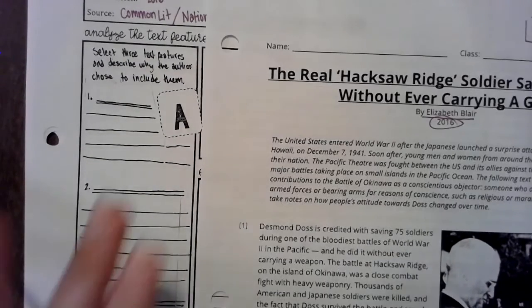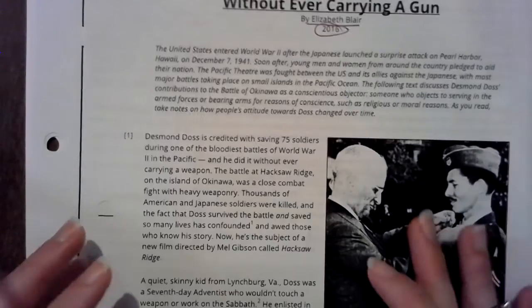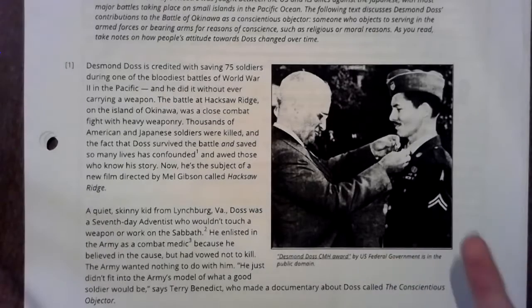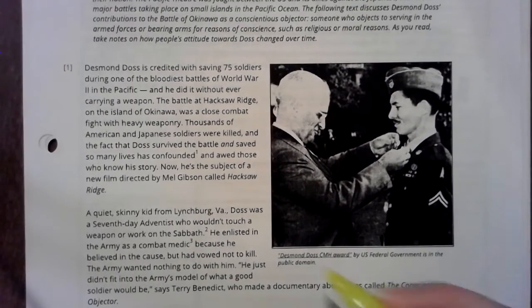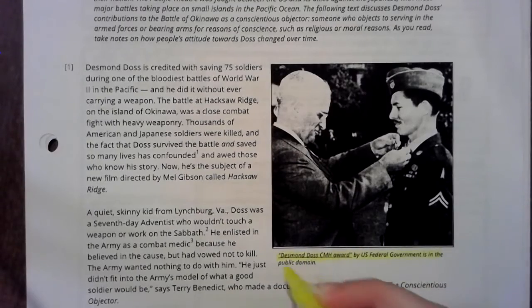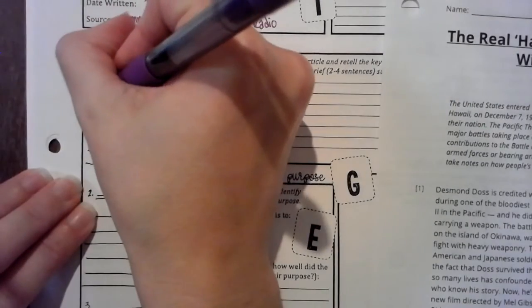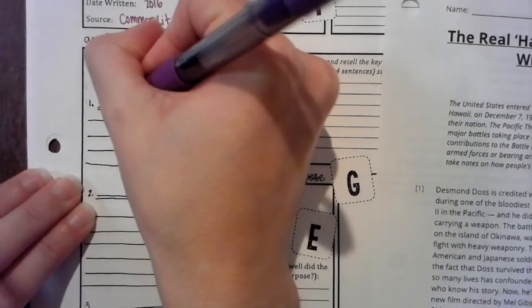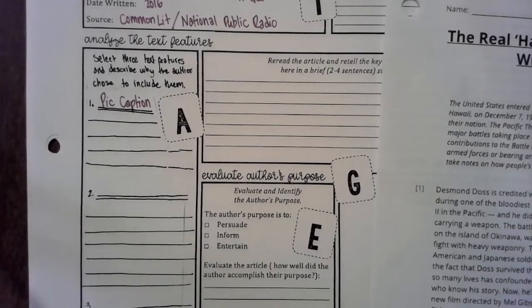So text features are not something where you have to read the article to find them. It's something you should see right away. So right away, I see that there's a picture with a caption. So I can put my highlighter and highlight that caption underneath. And then right here on number 1, I can write picture caption or pic caption if you would like, because we all know what pic stands for. So we have a pic caption.